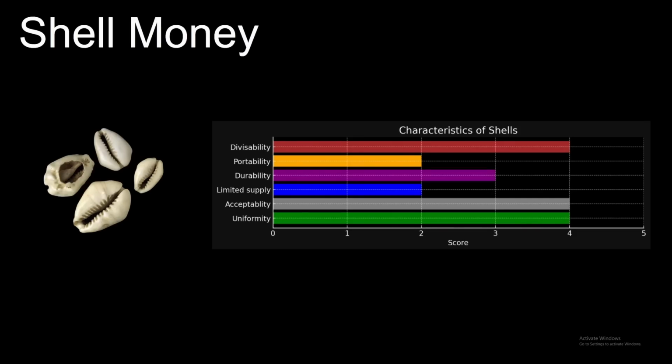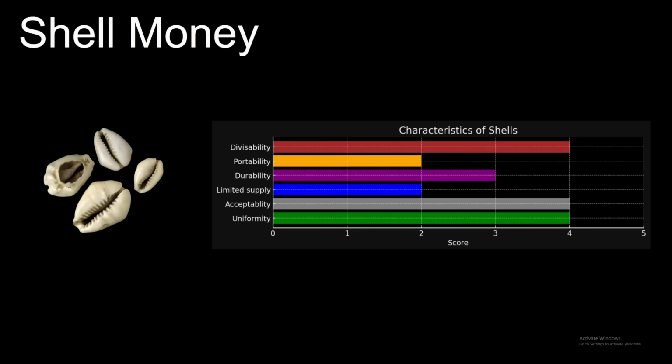A shell will last a much, much longer time. And if it's well looked after, shells can be as old as, say, 500, 600 years. So shell money is relatively durable as long as it doesn't get broken in some way. And it is also relatively portable because you can wear it on your person and it's relatively lightweight.